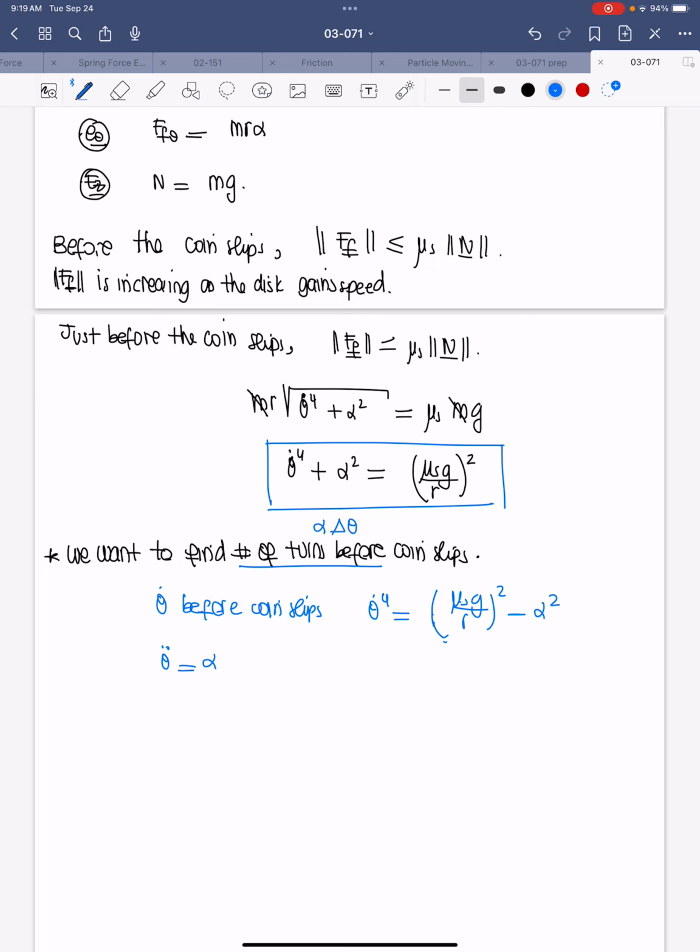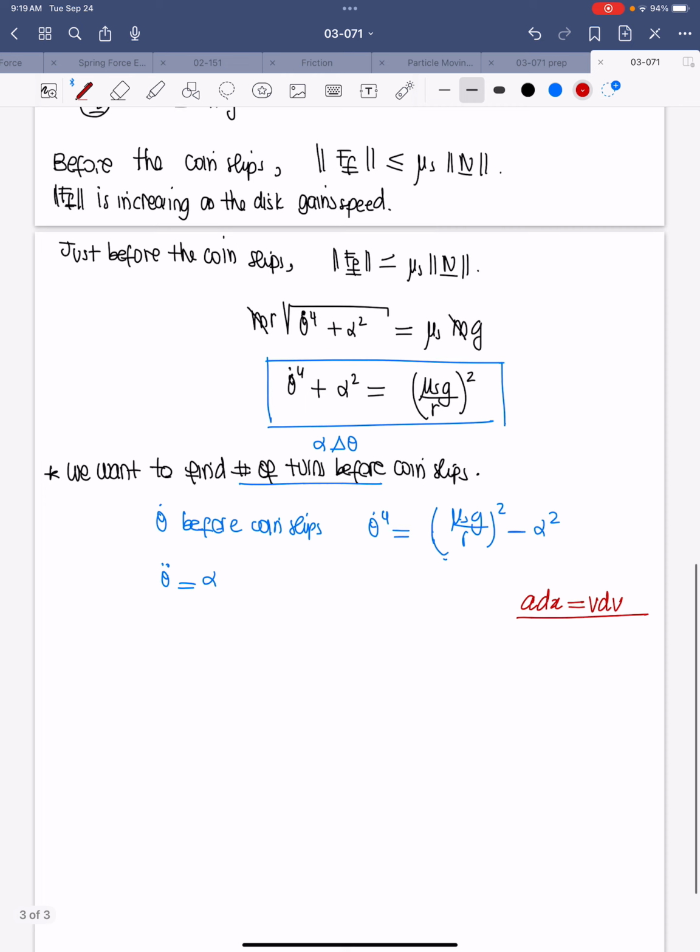So we want to relate the change in angle with the angular velocity and the angular acceleration. This might remind you of something we have seen before, an equation that relates acceleration, position, and velocity without time, kind of related to a dx is equal to v dv in rectilinear motion. Well, there is a similar relationship for theta double dot.